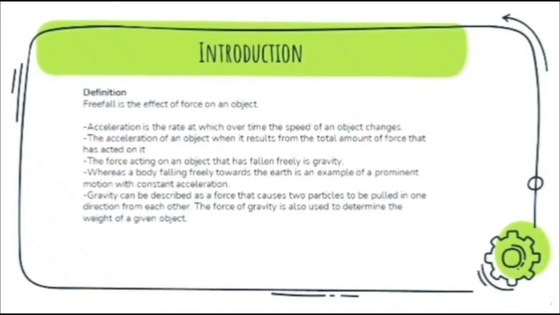Acceleration is the rate at which the speed of an object changes over time. The acceleration of an object results from the total amount of force that has acted on it. The force acting on an object that has fallen freely is gravity, whereas a body falling freely towards the earth is an example of a prominent motion with constant acceleration.